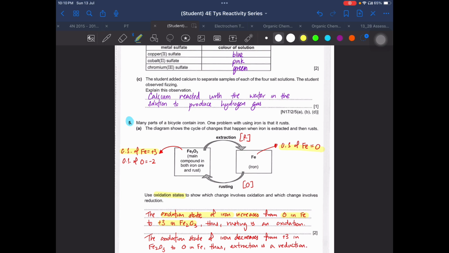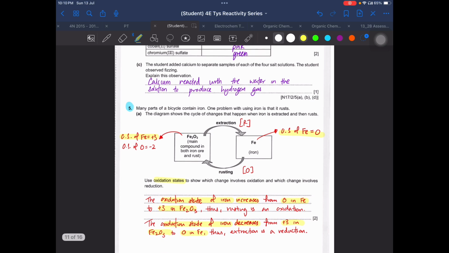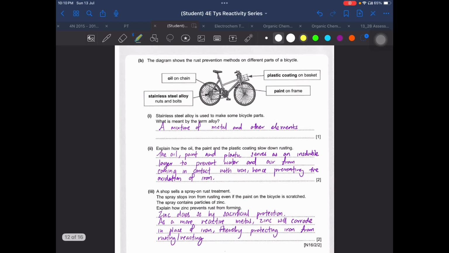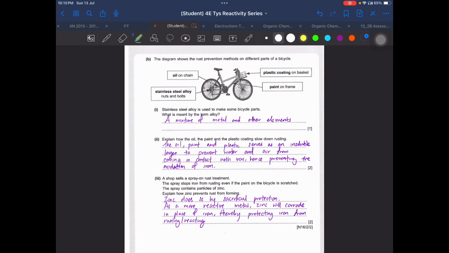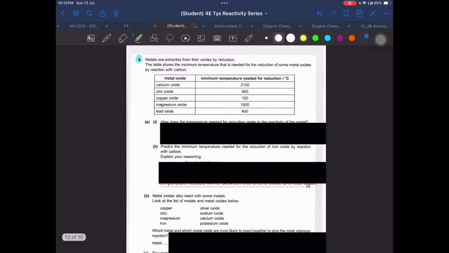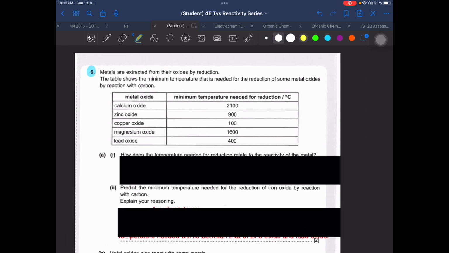Right, so likewise, what do we do over here? We focus on what is the oxidation state that we're looking at, whether it's an increase or decrease, what was it, and what did it become, then that will describe our changes. Right, so this is just a recap in terms of oxidation state to explain about oxidation or reduction. Let's take a look at the next question. Right, so I won't be elaborating on this bit on the steel as well as how to prevent rusting, etc. Let's take a look at question 6.